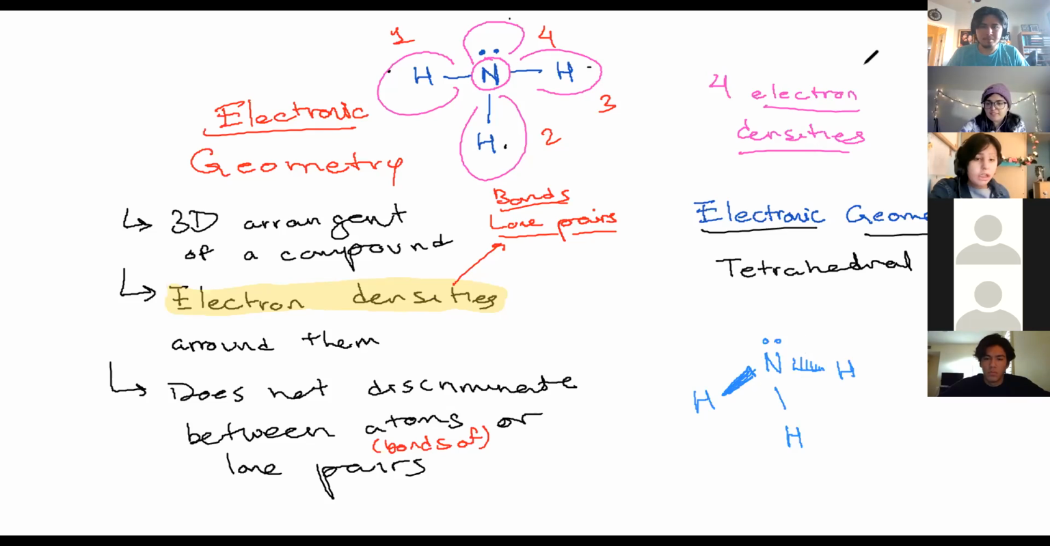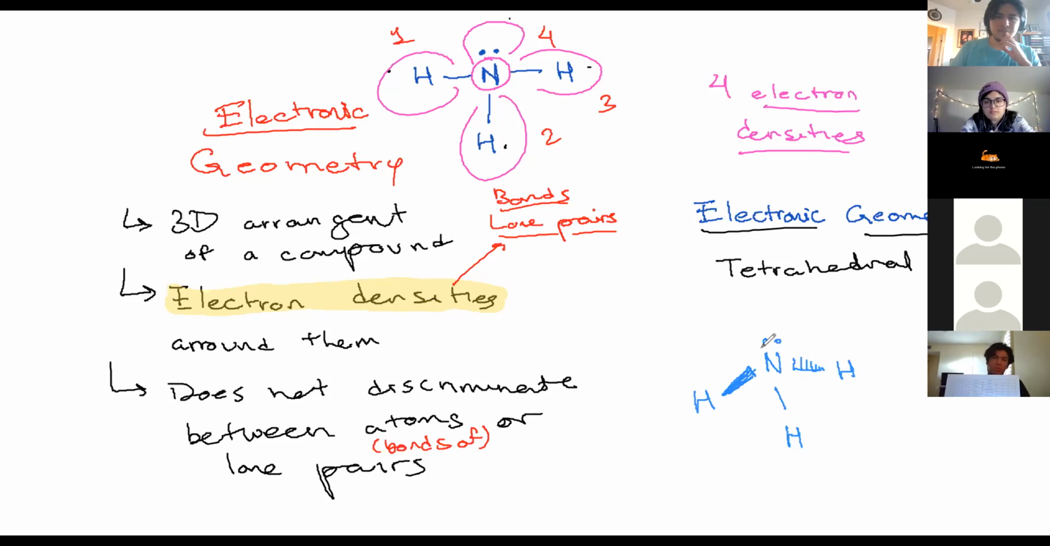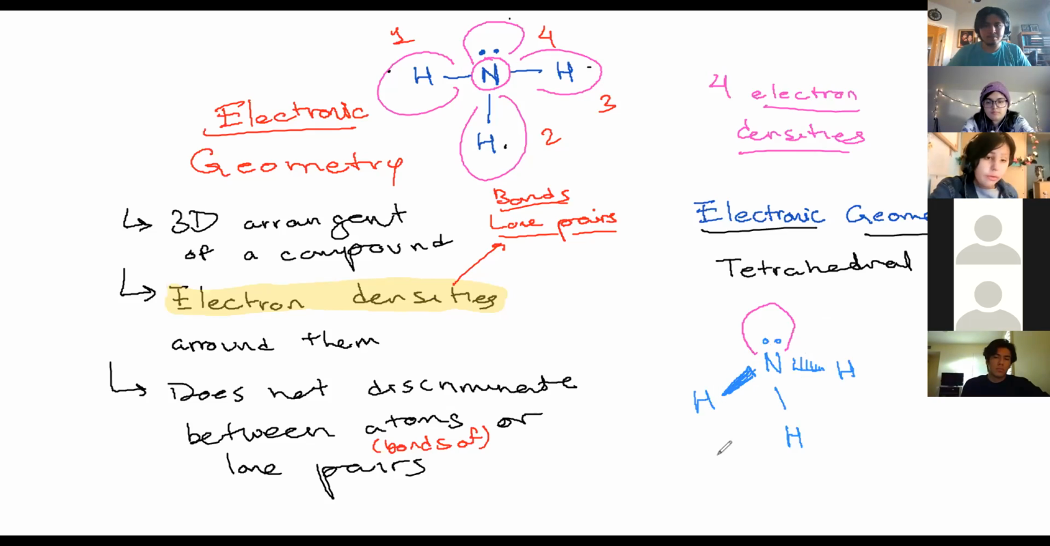So tetra means 4. Can I send a picture of the table? It's in your workbook, Margot. It's on the back of your workbook. So if you have it handy, you should be able to look at it.